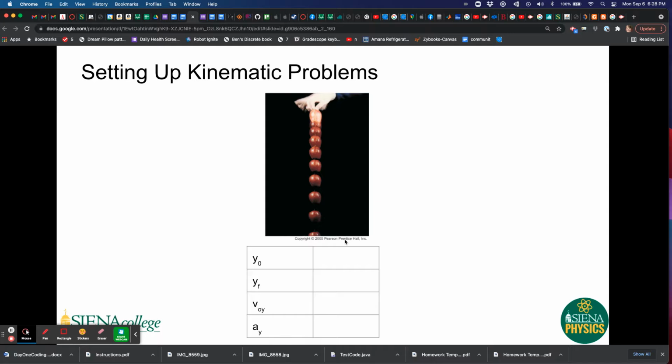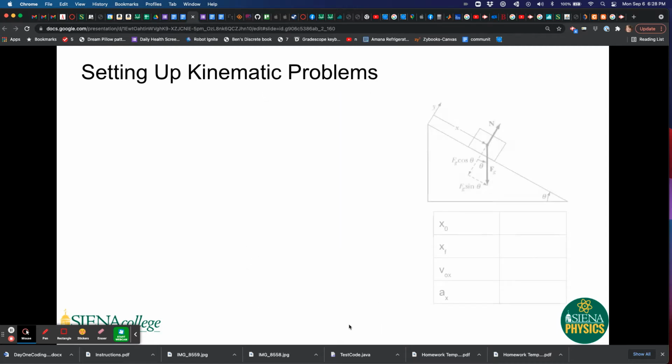And so on this problem, we might be given, or we have to find these variables: initial y value and final y value, initial y velocity, and the acceleration in the y direction. In this case, when we're talking about free fall, that a_y would just be g. And then we also have the example of an object on an incline.